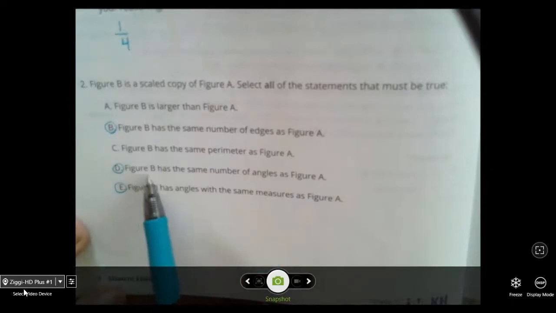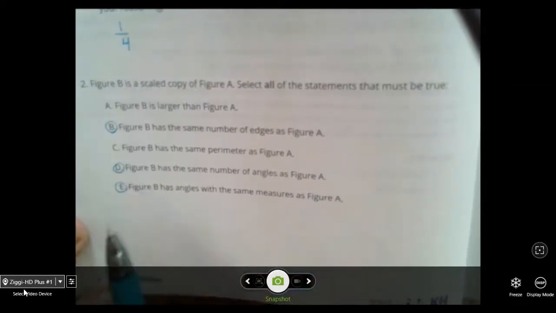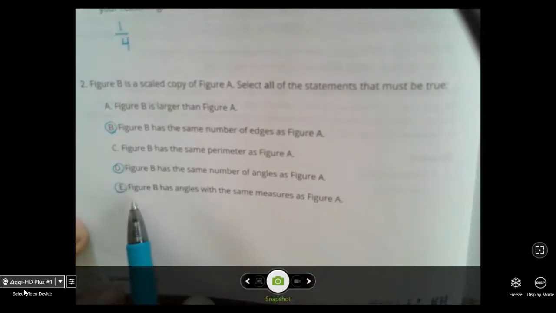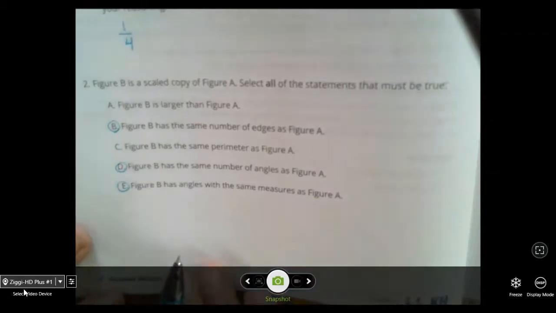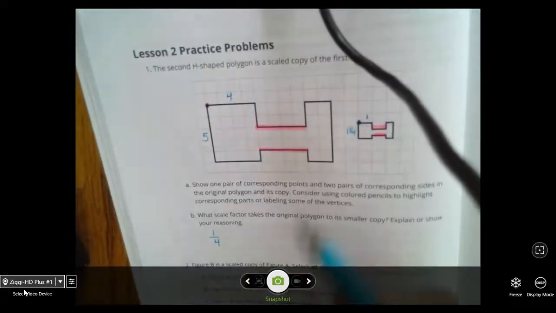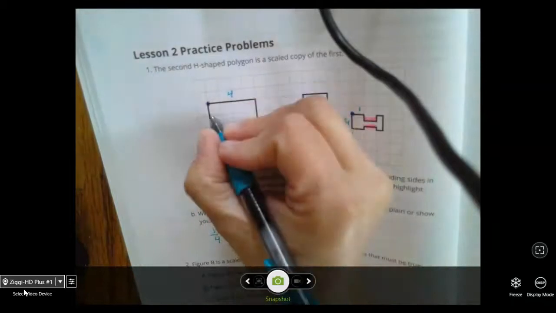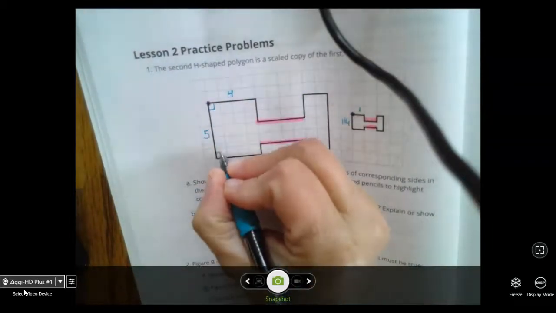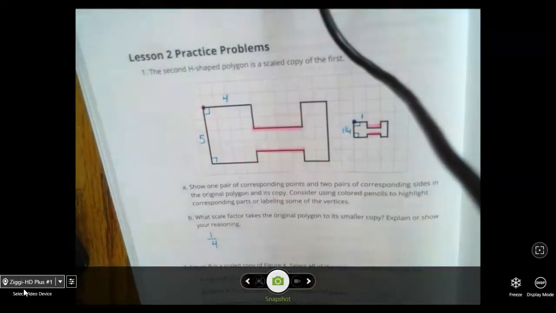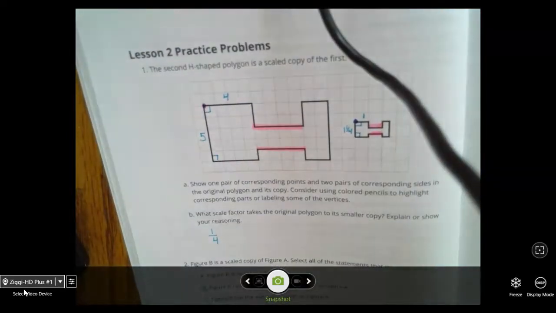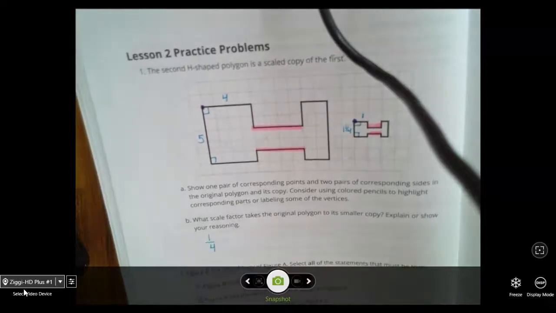And then figure B has the same number of angles. Yes, the angles have to be the same because they're the same shape. Figure B has angles with the same measures. Yes, the angle measures are always the same in a scaled copy. In this example that was at the top, every angle is a 90-degree angle. But when we come over here, it's the same thing. Every angle is a 90-degree angle. All right, so their angle measures are always the same.